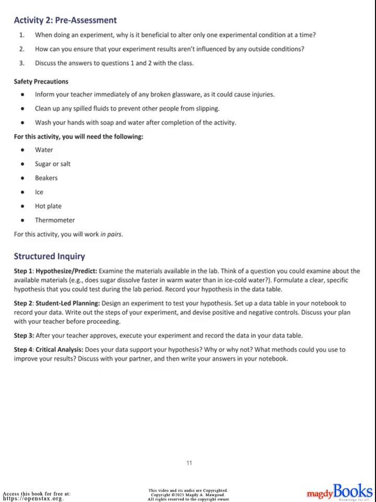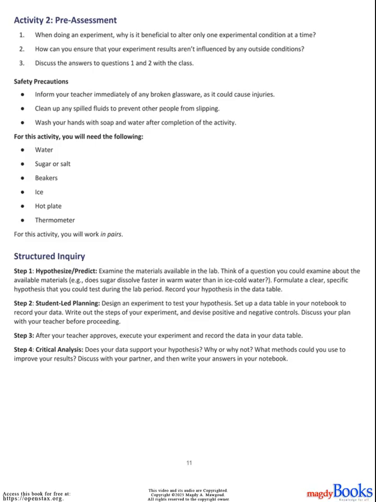D. Structured inquiry. Step 1. Hypothesize, predict. Examine the materials available in the lab. Think of a question you could examine about the available materials, e.g., does sugar dissolve faster in warm water than in ice-cold water? Formulate a clear, specific hypothesis that you could test during the lab period. Record your hypothesis in the data table.